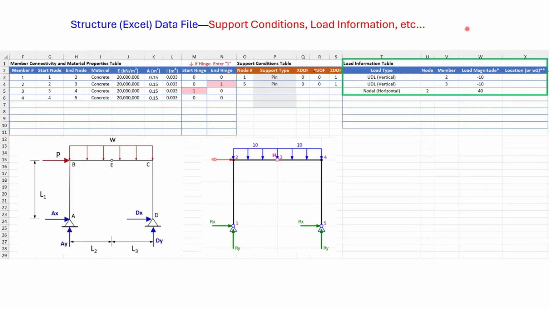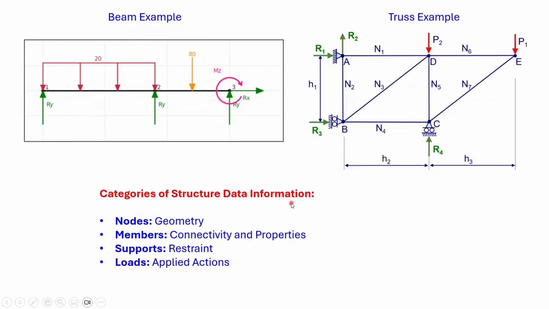Keep this central idea in mind. When we move from the frame example to the beam and truss examples, the app is still reading the same core categories of information. Nodes define geometry. Members define connectivity and properties. Supports define restraint. Loads define the applied actions.